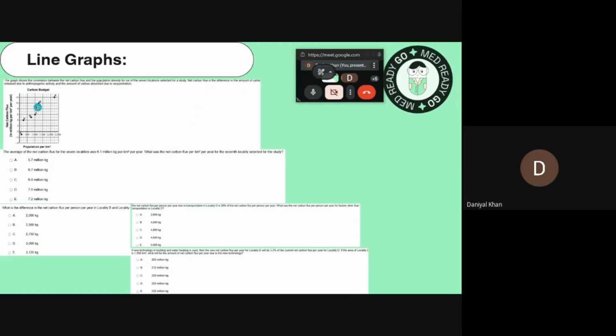Then take away 10 for B. Then take away 6 for C. Take away 5 for D. Take away 4 for E.